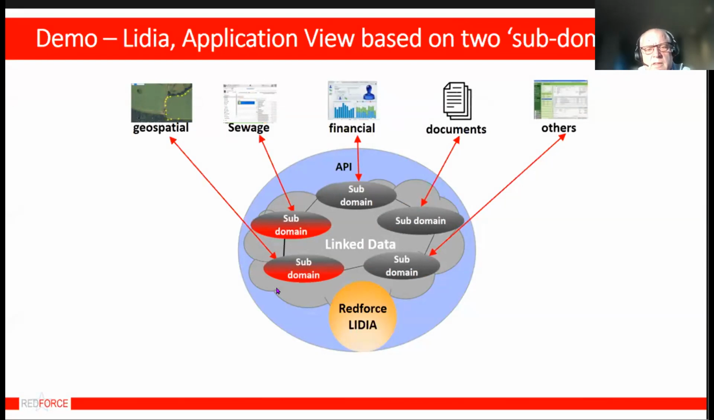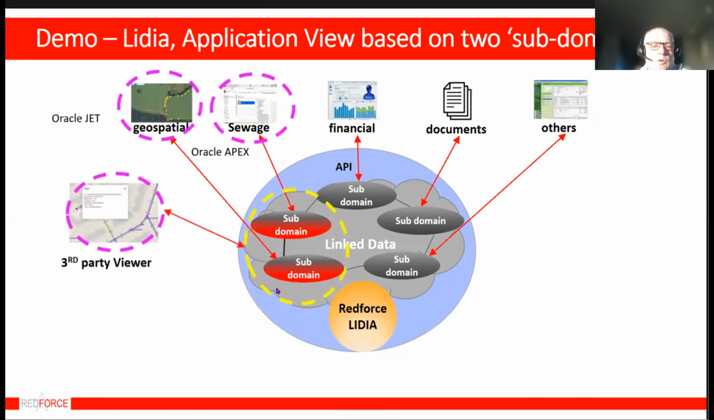So our demo is based, in fact, on two subdomains. The first subdomain is the geospatial subdomain. The second one is, in fact, the sewage subdomain. And then we have a viewer which combines those two subdomains so that you can view the combined data.